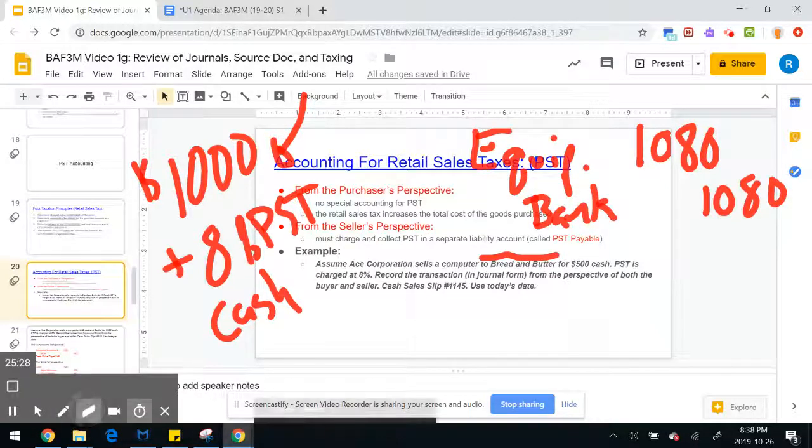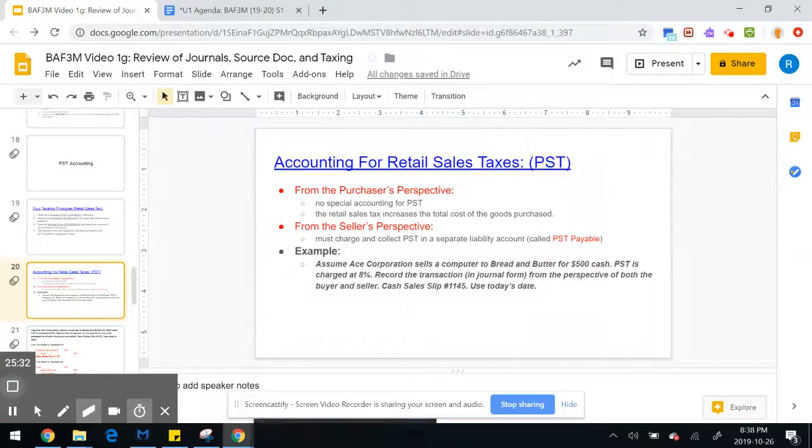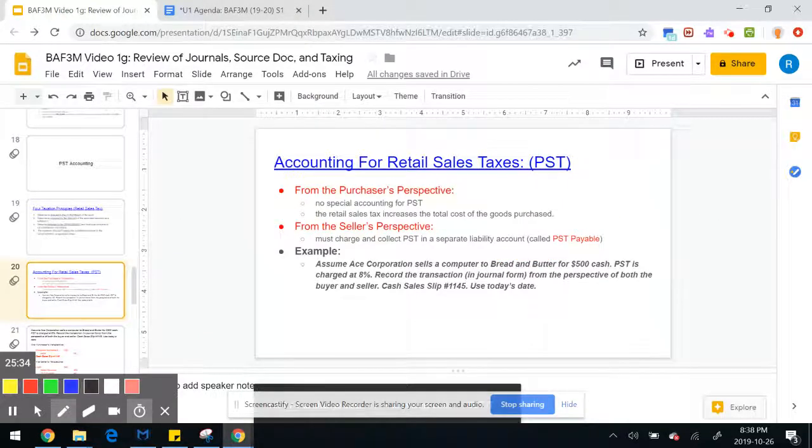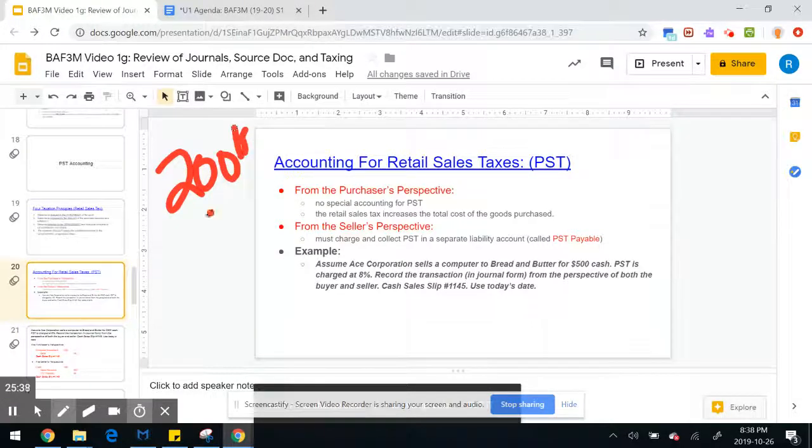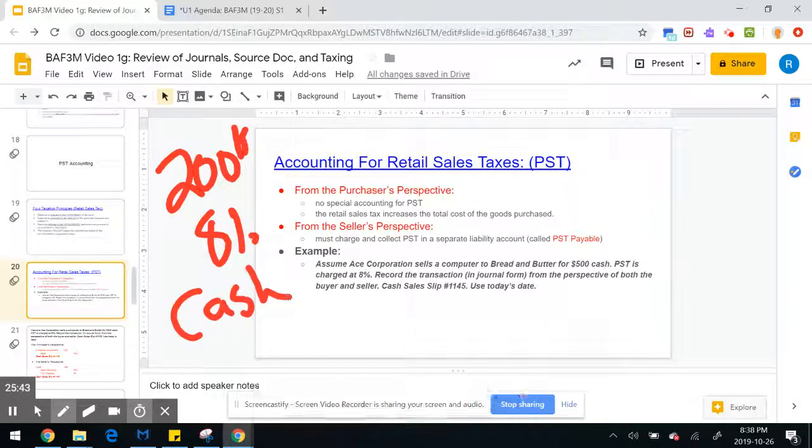However, with PST, let's say we're on the other end. Let's say this is a business sale, not a business purchase. So let's say the business makes a sale of $200 to a customer, 8% PST, and again, let's just say it's cash. In this case, what would we do? Well, we made a sale to a customer for 216 in cash. So we receive cash, or I should say bank, for 216. 200 plus 8% is 216.